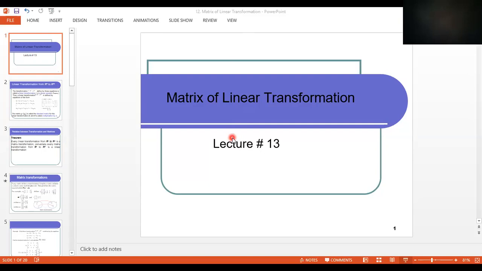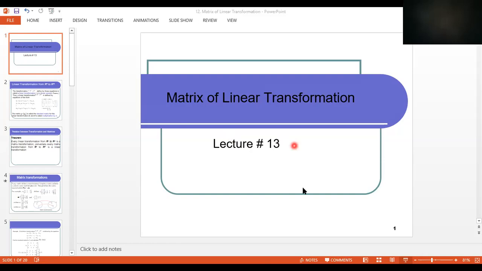Today's topic is quite important, since corresponding to every matrix there is a linear transformation, and whenever we say there is a linear transformation, there is a matrix. It's one of the fundamental theorems of linear algebra that whenever you have a linear transformation, there is a matrix, and whenever there is a matrix, there is a linear transformation.